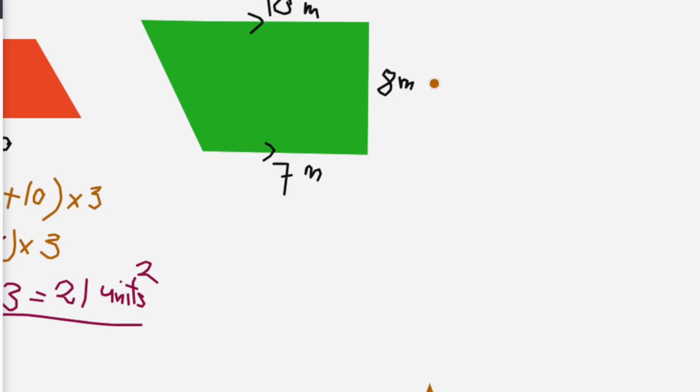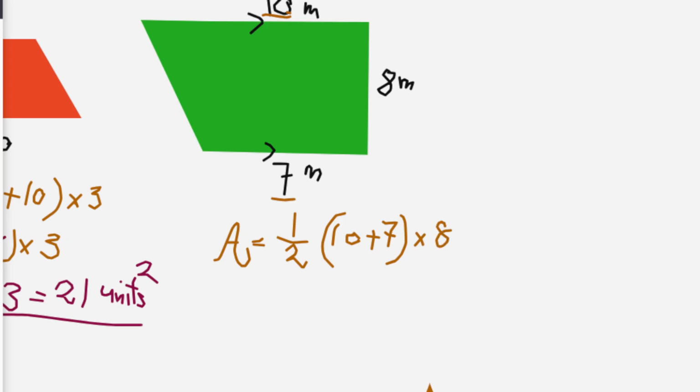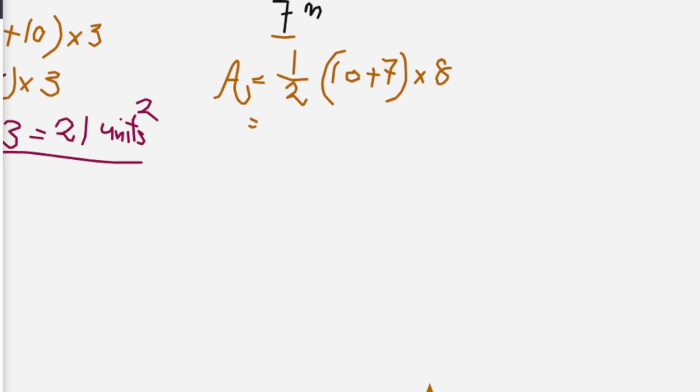Now let's find the area of this shape. The area is half times A plus B times the height. So what's A and B? The parallel sides, the 10 and 7. So it's 10 plus 7 times 8. Now for this example, how do we do it? Let's first add this 10 and 7. So it's half times 10 plus 7, which is 17, times 8.